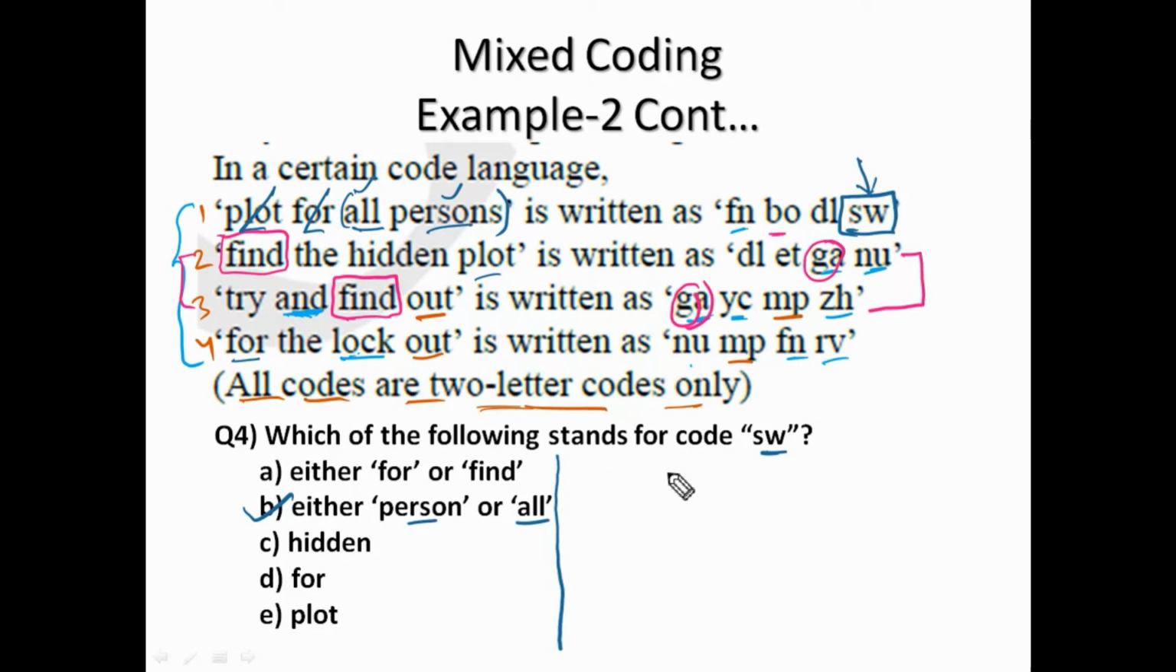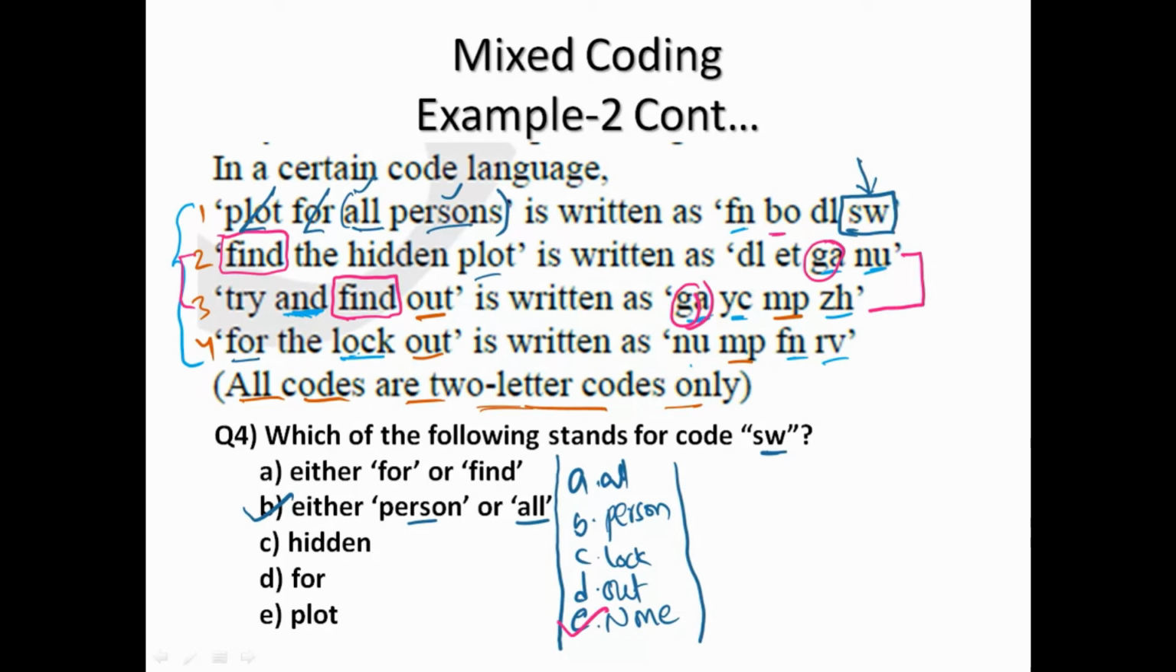See all the types of options for the same question SW. Here the options are all, persons, next lock, out, none of these. What is the answer? Here the answer is none of these. Don't commit to any one.